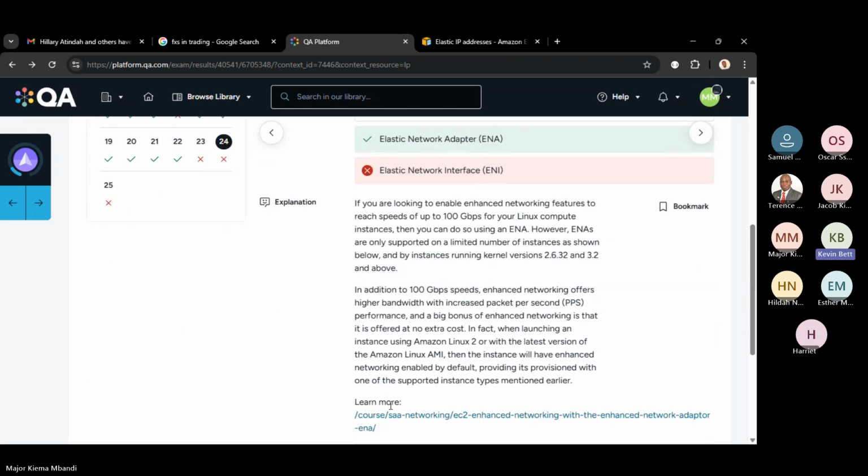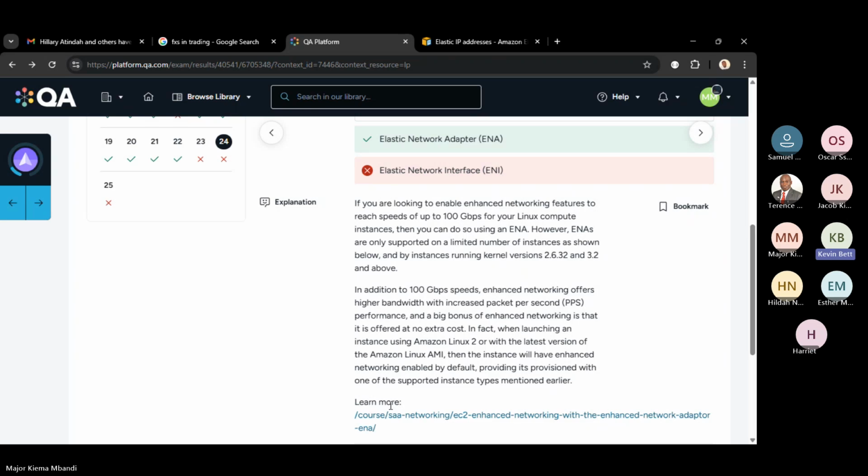So the explanation given here, if you're looking to enable enhanced network features to reach up to speeds of 100 Gbps for your Linux compute instance, then you can do so using an ENA, that is Elastic Network Adapter. However, Elastic Network Adapters are only supported on a limited number of instances, and by instances running kernel versions 2.6.32 and 3.2 and above. In addition to 100 Gbps speeds, enhanced networking offers higher bandwidth with increased packet per second performance, and a big bonus is that it is offered at no extra cost.